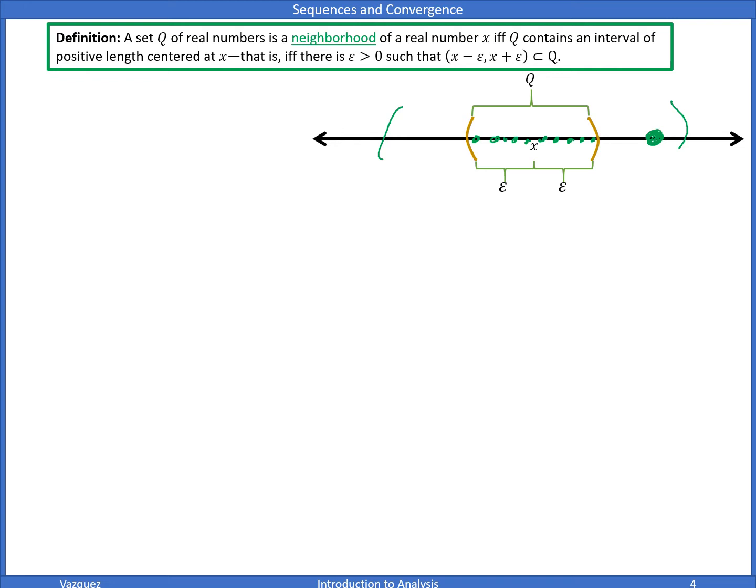And as you can probably imagine, X can have an infinite amount of neighborhoods. We can always create different epsilon distances to create a neighborhood. But that's all a neighborhood is.